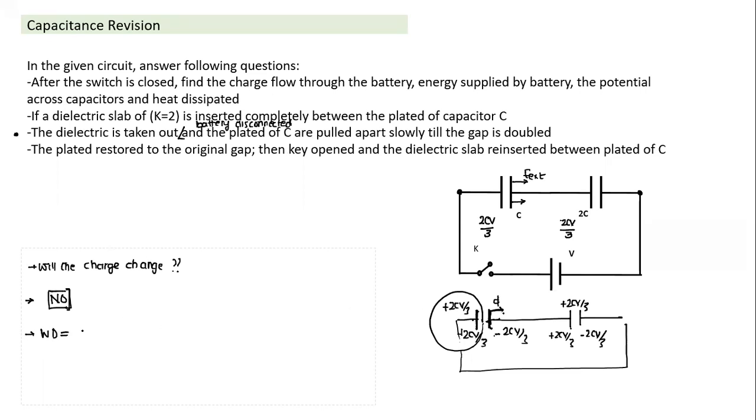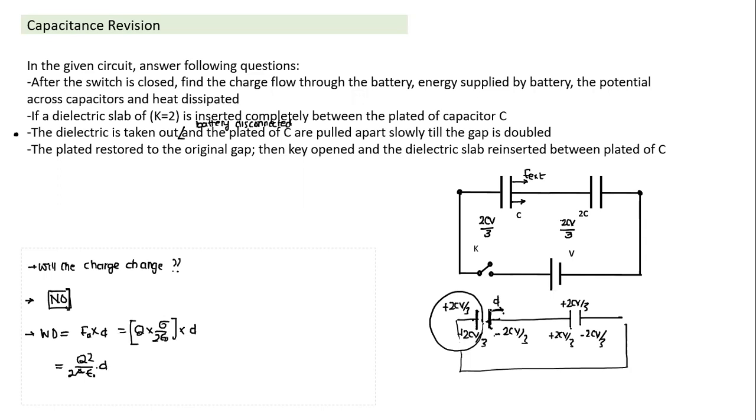That work done will be equal to force of attraction into d. And force of attraction is Q into sigma by 2 epsilon. That's how I remember, the force equals charge into field due to the other plate, into d. So we can again write that expression also: Q square by 2A epsilon into d. That's work done.